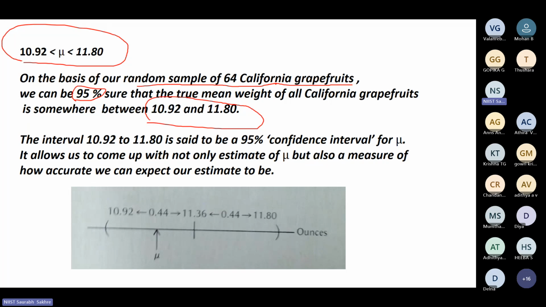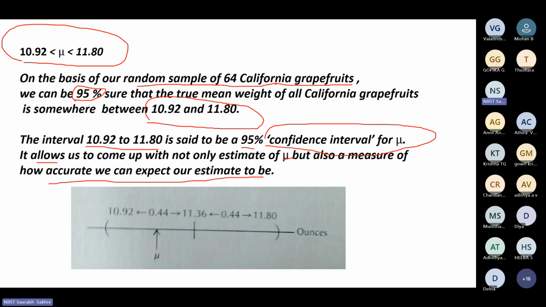Now see the other angle also. The interval 10.92 to 11.80 is said to be a 95% confidence interval for mu. It allows us to come up with not only an estimate of mu but also a measure of how accurate we can expect our estimate to be. We have estimated, but how accurate our estimate is, that also we can see with this.